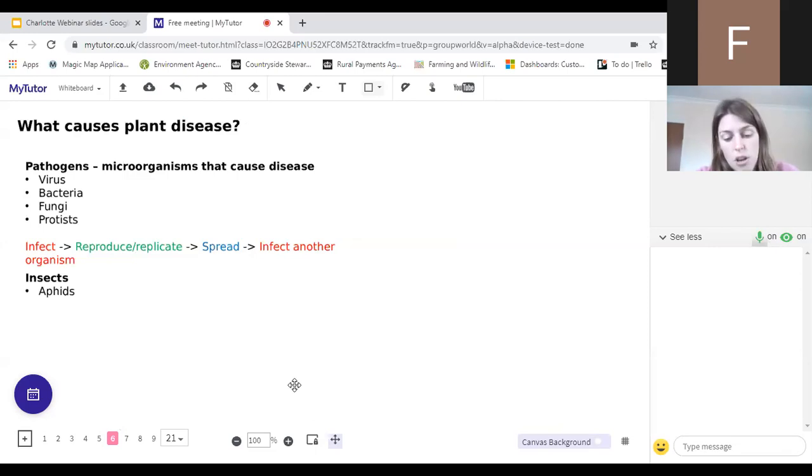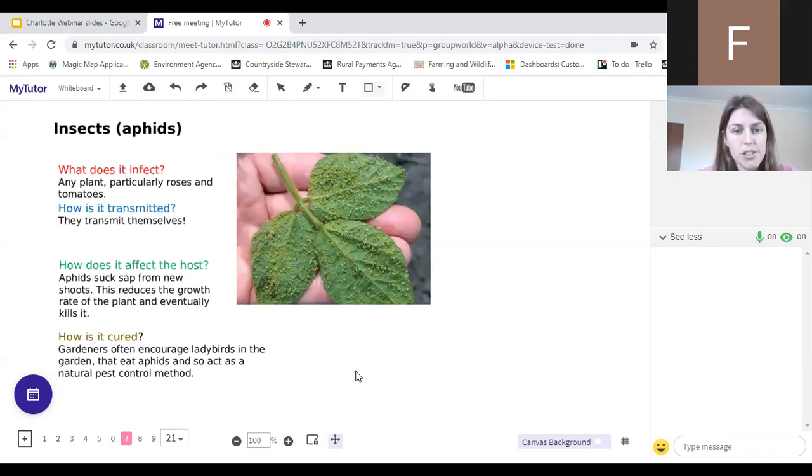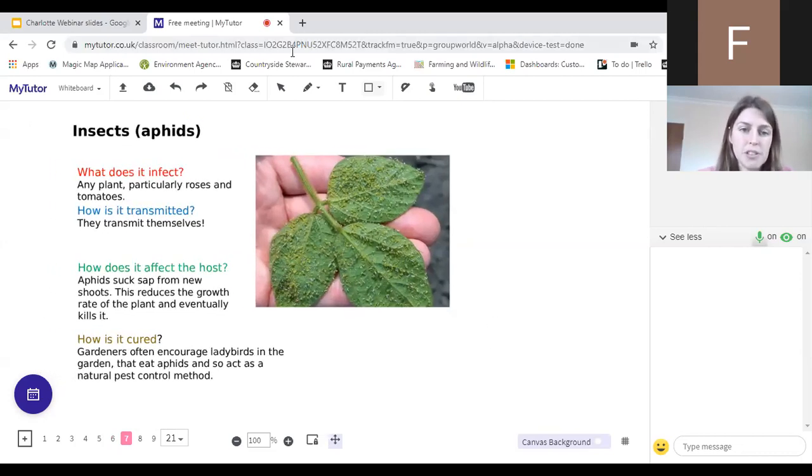The next thing that you need to know about that helps to cause plant disease are insects, and particularly aphids. So aphids are small bugs. You can see this picture of a leaf there with them all clustered on top of it. And aphids can infect any plant. They're just insects that are around us. They'll target almost any plant. Sometimes they're more partial to some than others. And obviously, if you have a lot of aphids in your garden, then most plants will get them.